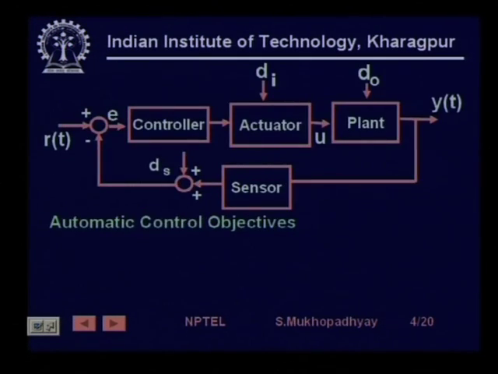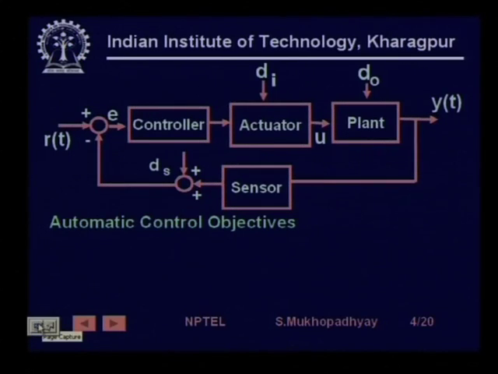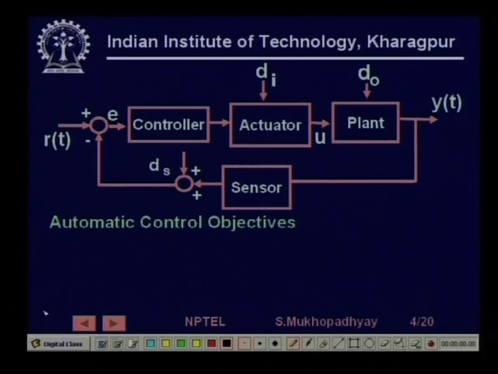Let us first look at the automatic control objectives. What does an automatic control loop basically do? Here is an automatic control loop well known to us, because most of us have already had a course on automatic controls. Here is the set point, just a moment, let me select my pen. So, here is the set point and this is the controller, this is the actuator, which as we have discussed, increases the control energy and finally gives input to the plant. This is the plant itself, this is the output which we want to control, and this is the feedback through the sensor. This is what is known as the error.